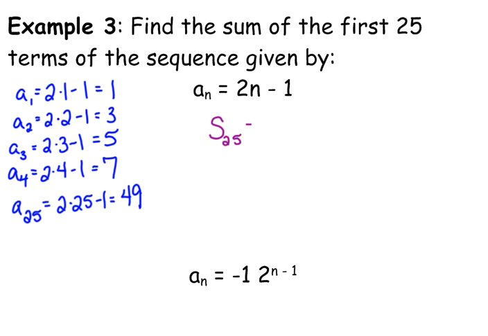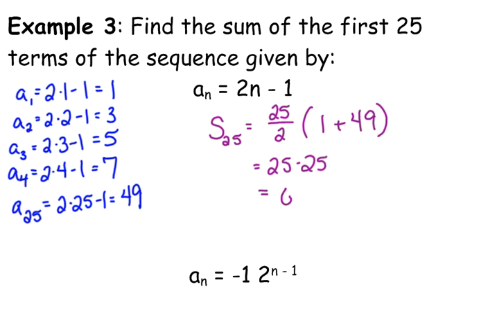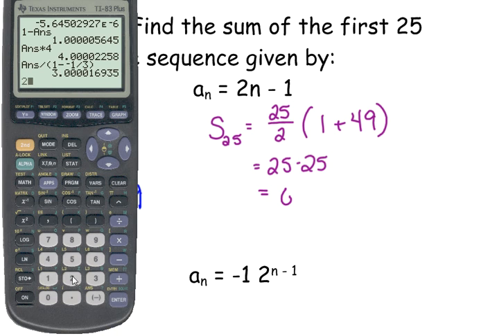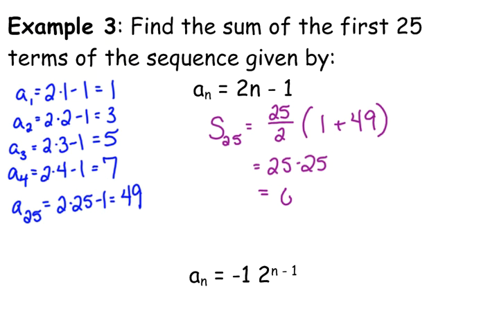So the sum of the first 25 terms is the number of terms, 25, divided by 2, times the first term plus the last term. 1 plus 49 is 50. 50 divided by 2 is 25. 25 times 25 is 625? That's what it is? 25 squared. Yeah, 625. Okay. Doubt myself. Okay. So again, the formula is on the formula sheet. They're going to give it to you on the exam. You just need to know how to use the pieces.